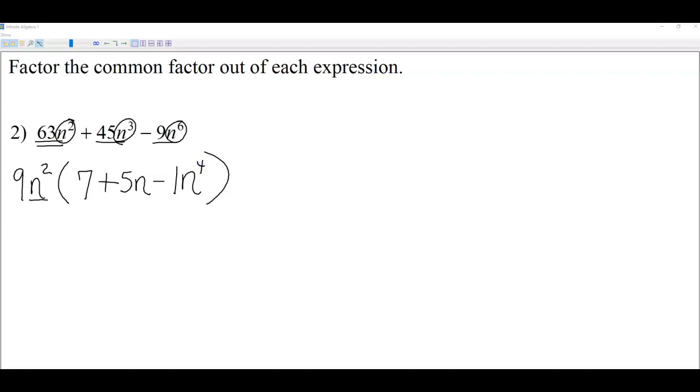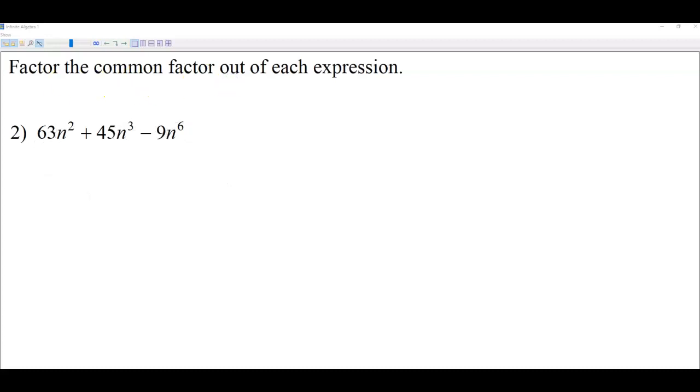And we could stop. Sometimes you might need to go further, right? We might have to do a box on this, but I'm not going to. And the reason I'm not going to is because it's only asking me to take out a common factor on that one. So that's it for that one. Let's go ahead and move on to number 4.